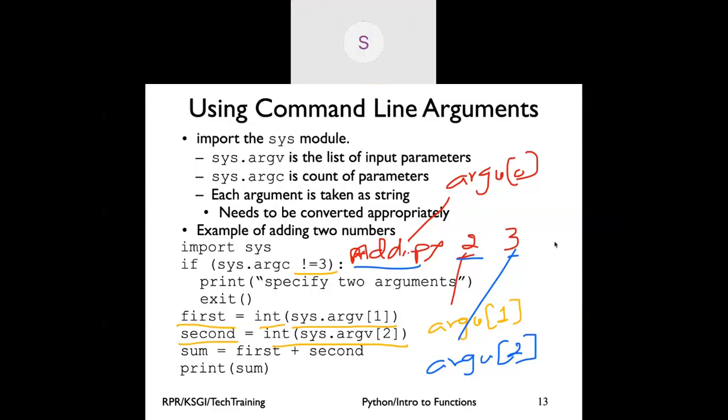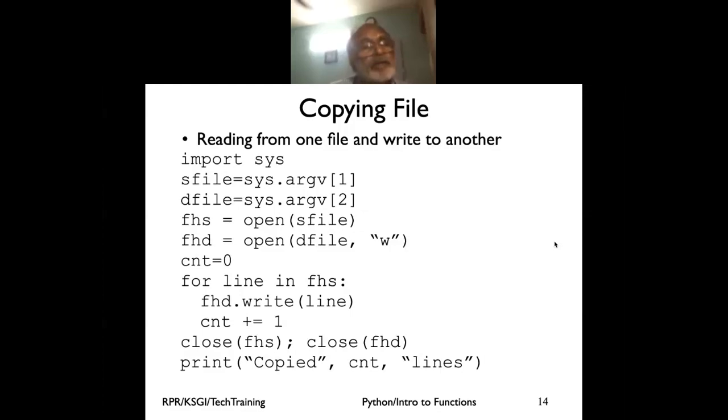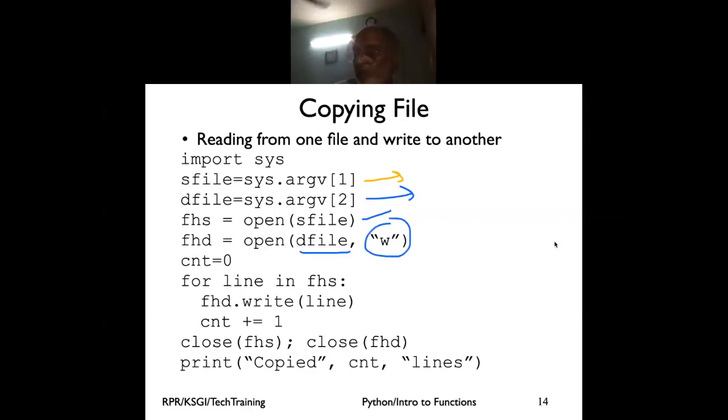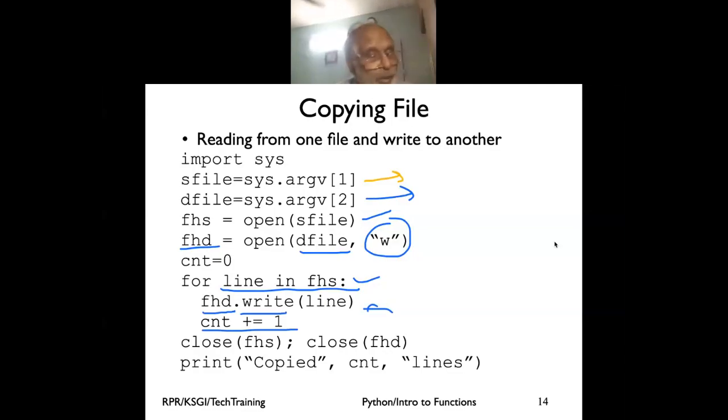Last is you want to write into a file, let's say copying. So I'll give the source file name as first argument. My destination file to which I want to copy is second argument. So I'm opening the source file and opening the destination file. Since I want to write into the destination file, I'm opening it in write mode. Now what I'm doing is for line in source file, read the line. My destination handle is FSD. I do a write of the line and increment the count.